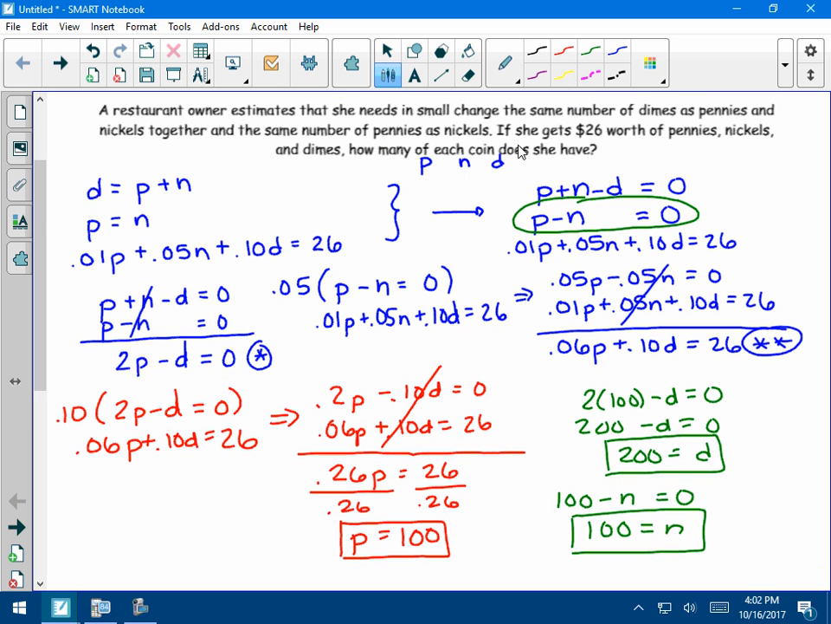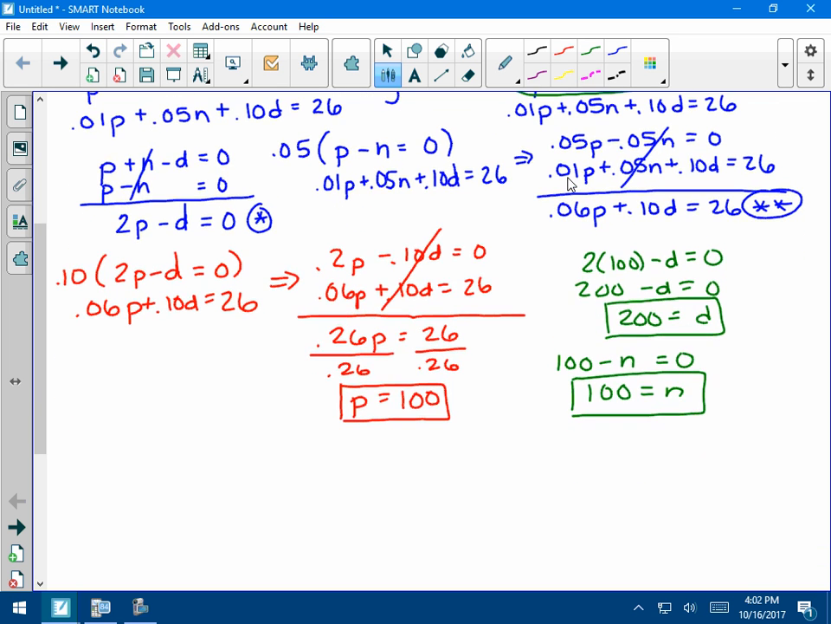So make sure we answer the question, how many of each coin does she have? We've kind of done that. She's got 100 pennies, 100 nickels, and 200 dimes.